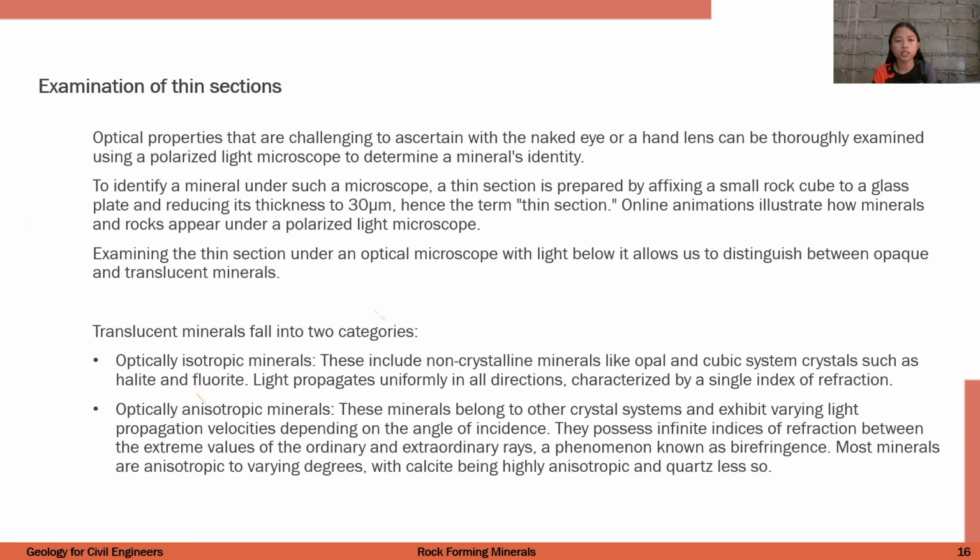Examination of thin sections. Optical properties that are challenging to ascertain with the naked eye or a hand lens can be thoroughly examined using a polarized light microscope to determine a mineral's identity. To identify a mineral under such a microscope, a thin section is prepared by fixing a small rock tube to a glass plate and reducing its thickness to 30 micrometers, hence the term thin section. Examining the thin section under an optical microscope with light below it allows us to distinguish between opaque and translucent minerals.